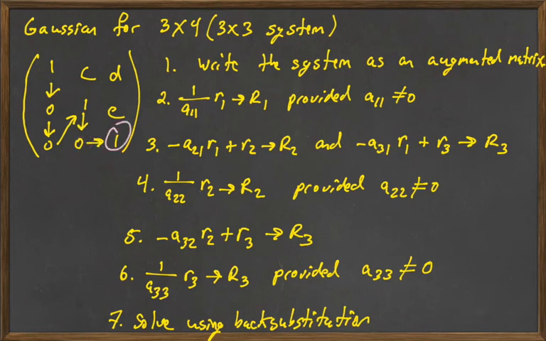And then the last thing here is we want to make a 1 in that position, in row 3, so 1 over A33 row 3 to replace row 3. Then after we've done that, we'll use back substitution. So let's go ahead and see what we've got going.